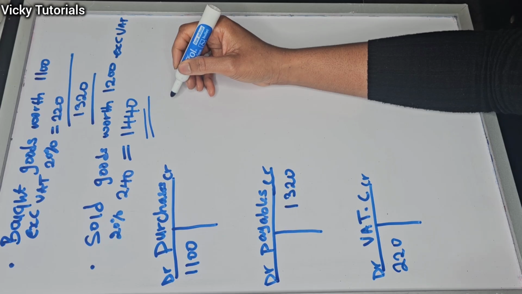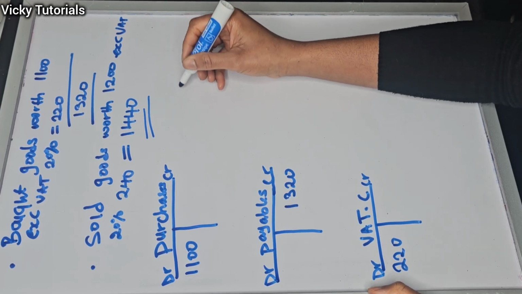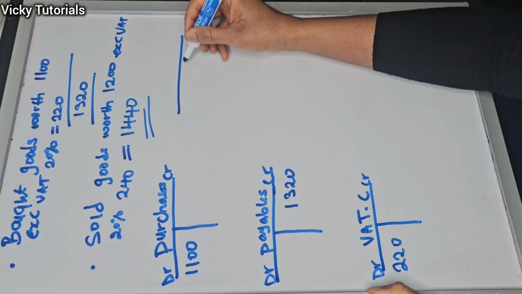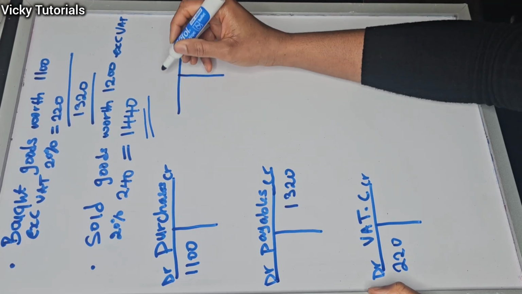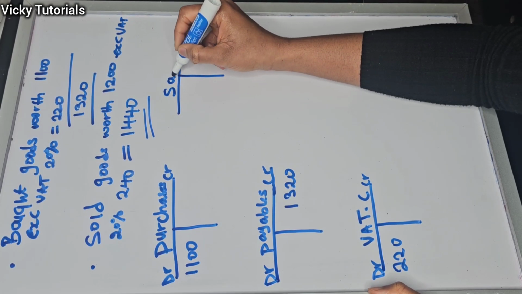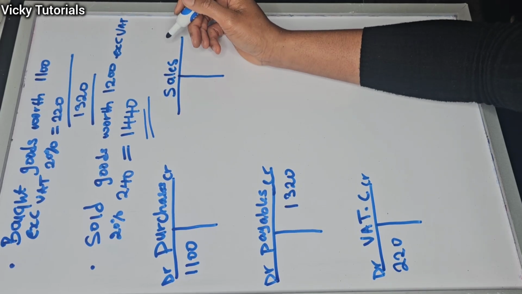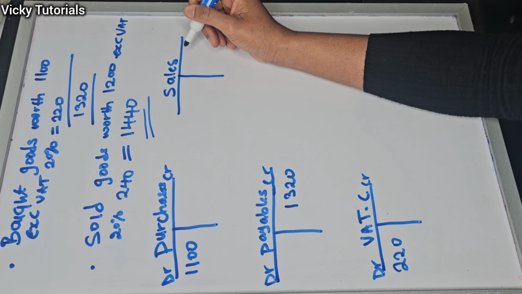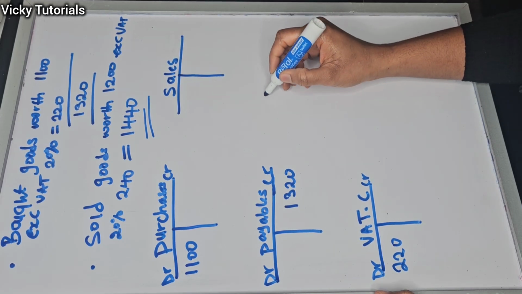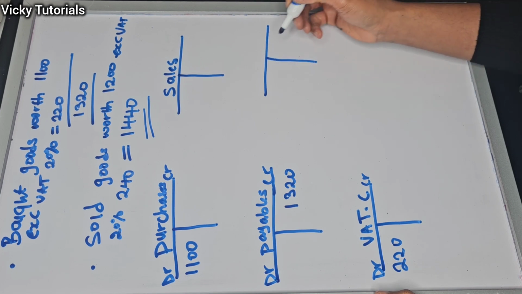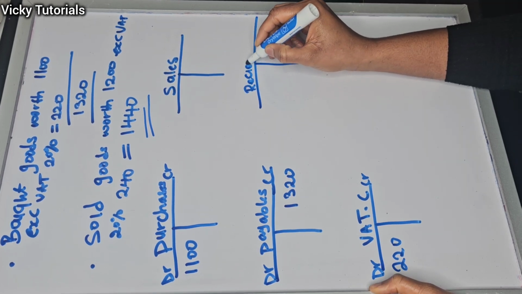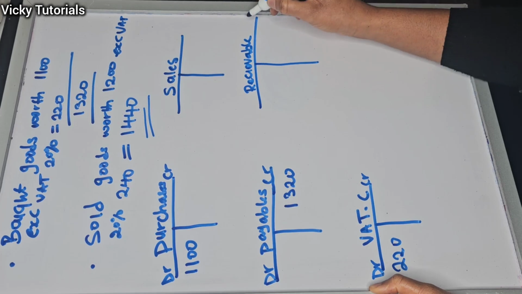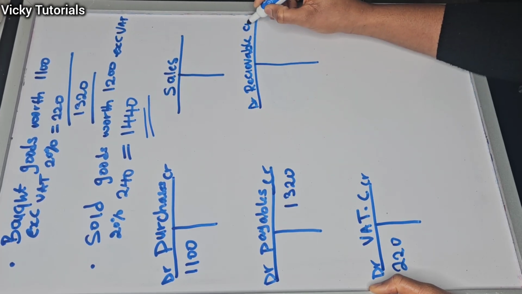Secondly, we sold goods worth 1,440. So when you make a sale, which account does it affect? Of course, it's going to affect your sales. We made a sale, and that sale is worth 1,440. We are also going to open another account called receivable. This is debit, this is credit.